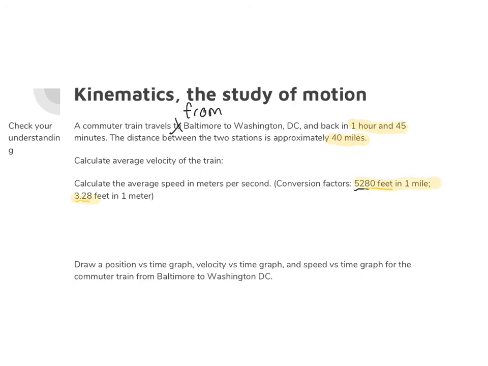And then I'd like you to draw a position versus time graph, a velocity versus time graph, and a speed versus time graph for the commuter train in your notebooks from Baltimore to Washington.